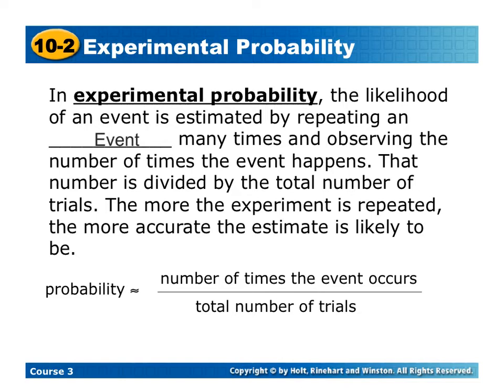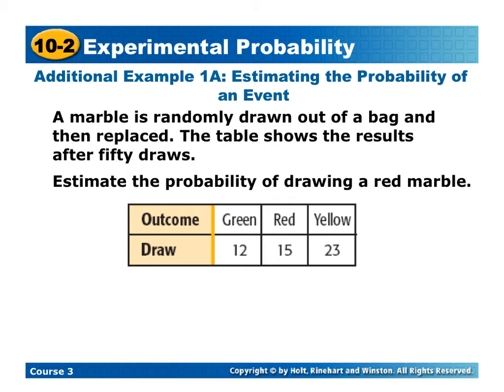So this is kind of like our lab that we were looking at. So the number of times that the event occurs over the total number of trials. So if a marble is randomly drawn out of a bag and then replaced, the table shows the results after 50 draws. We want to estimate the probability of drawing a red marble. So the experimental probability, they had 15. So this is going to be 15 out of the total number of draws, which was 50. And then we would just simplify. So we're going to divide each of these by 5. So the experimental probability was 3/10.